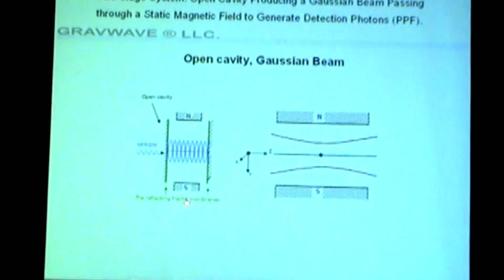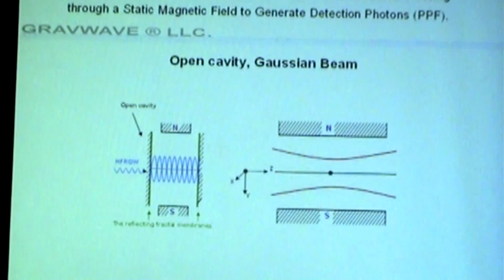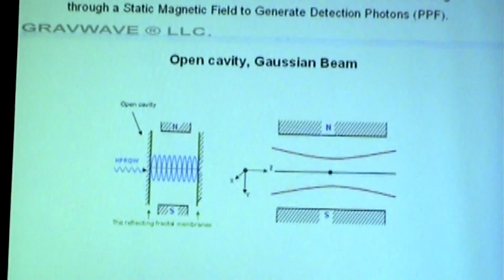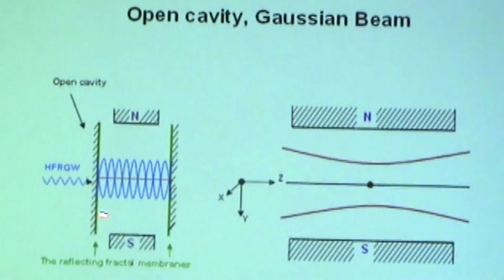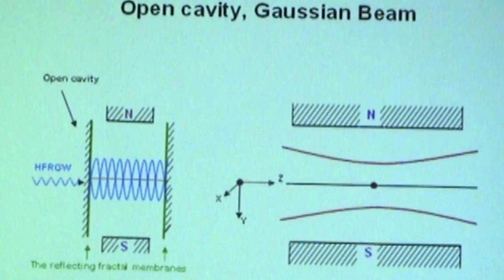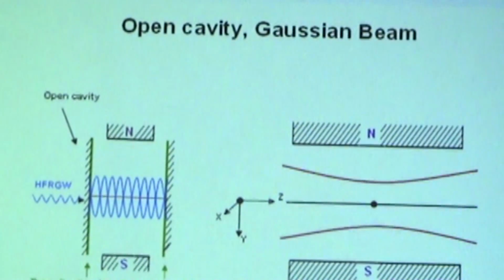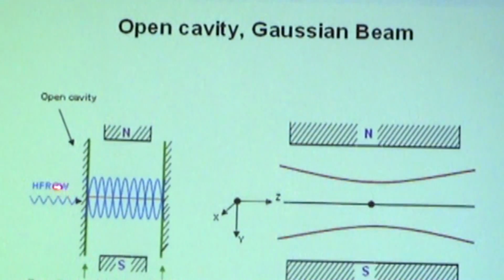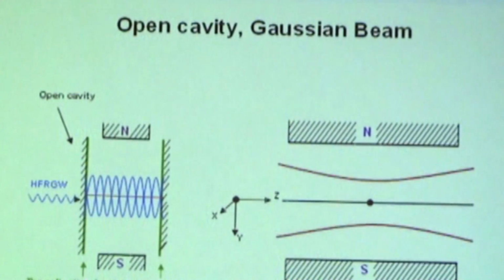This is a static magnetic field, and that's an important ingredient for the generation of photons from gravitons. These reflectors on each side of the fractal membranes, and he passes a field through that's coming into the screen, and under those circumstances, he can build up a standing wave of electromagnetic waves, almost like a laser type thing.